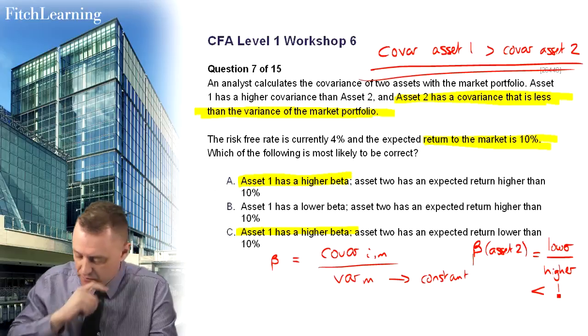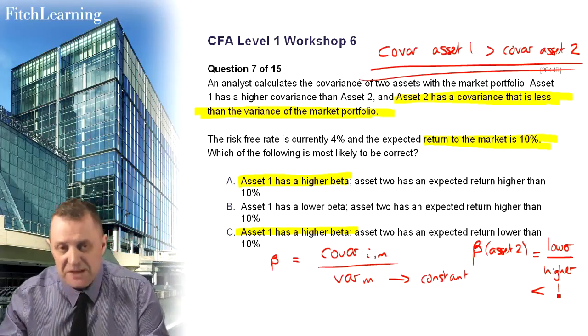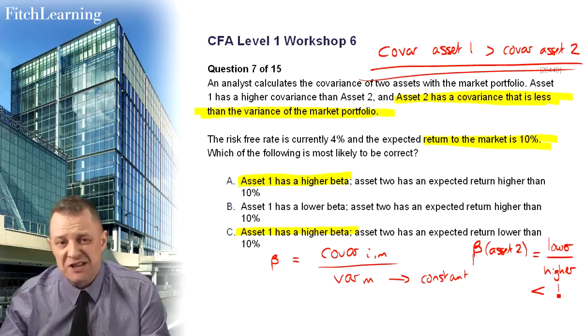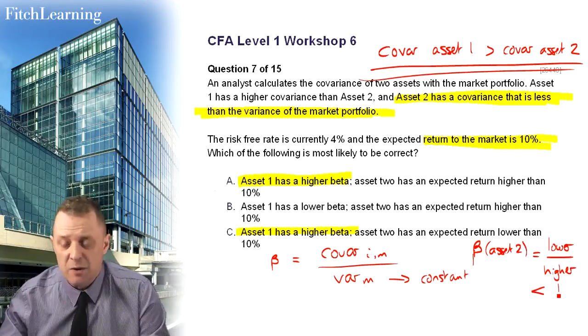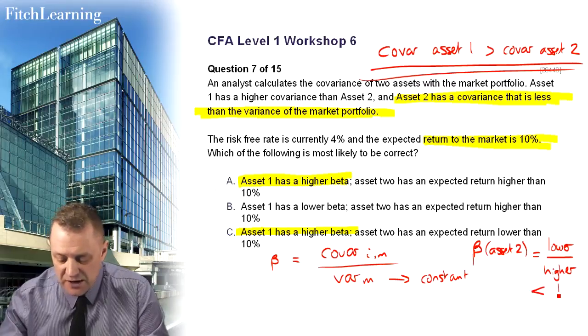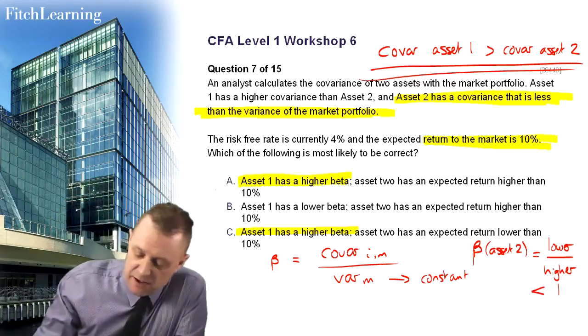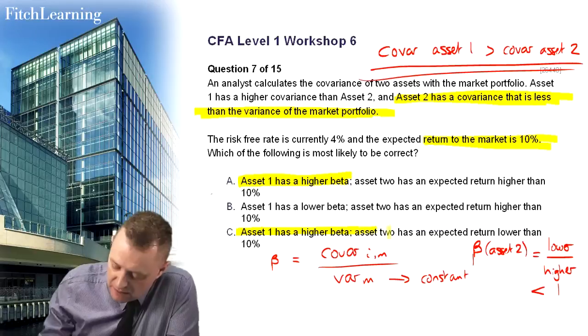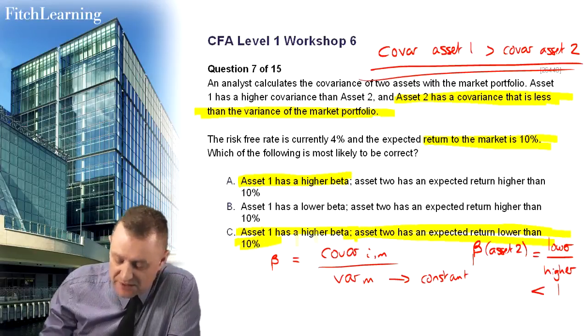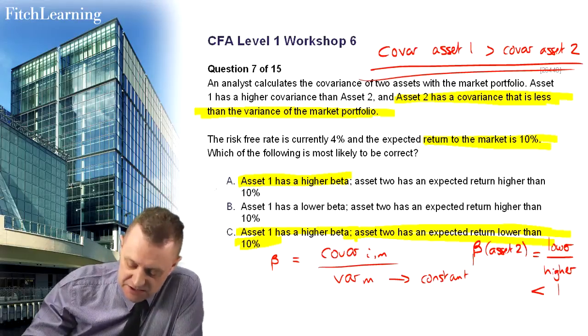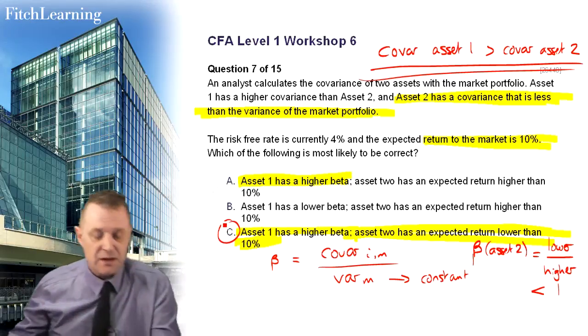Now, if asset 2 has got beta less than 1, what that is essentially telling us is that the expected return on that asset will be less than the market. So given that the market's got a return of 10%, I can say now that the expected return of asset 2 must be lower than 10%. Okay? And that leads us to say that the answer has got to be C.